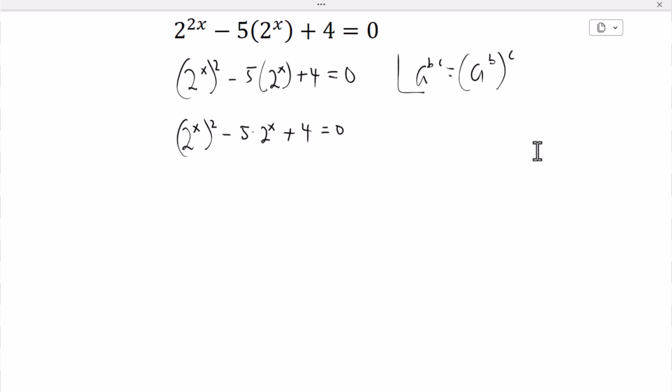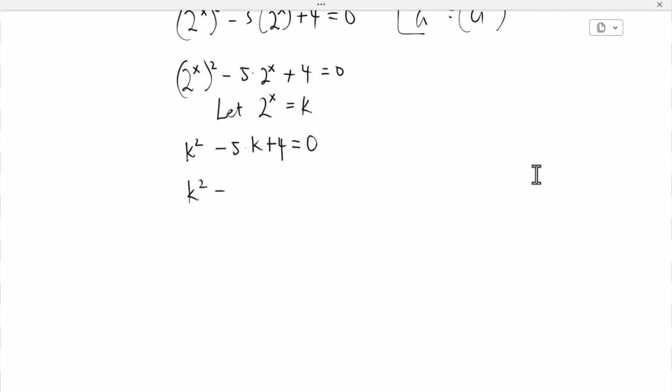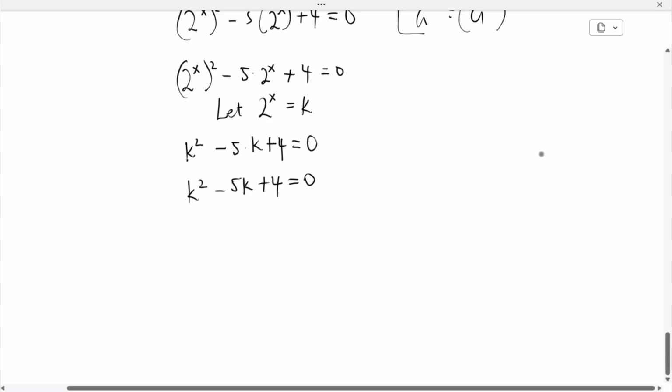Good. So now I can say let 2 to the power x be equal to any variable, let's say k. So over here, I'm going to have k squared. I'm going to substitute k in place of 2 to the power x. So k squared minus 5 multiplying k plus 4 is equal to 0. Now this is going to give us k squared minus 5k plus 4 is equal to 0. This is a quadratic equation that we need to solve and get the values of k.